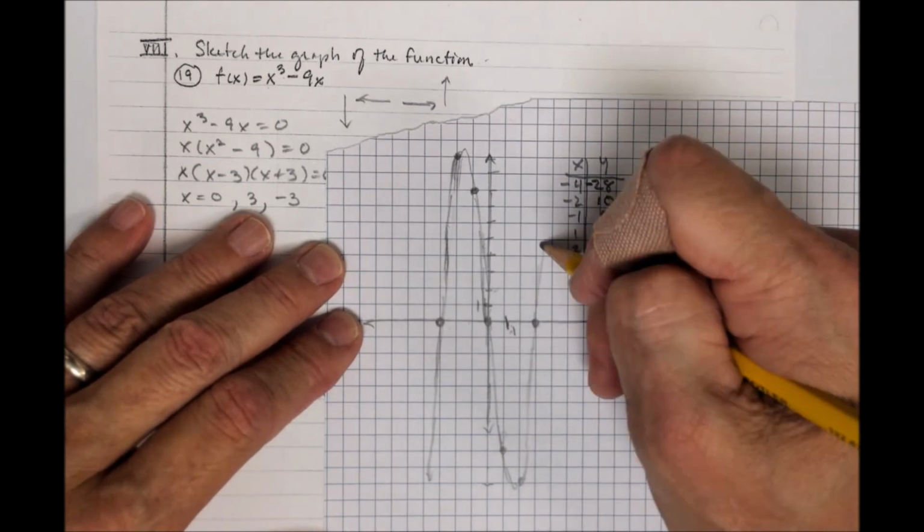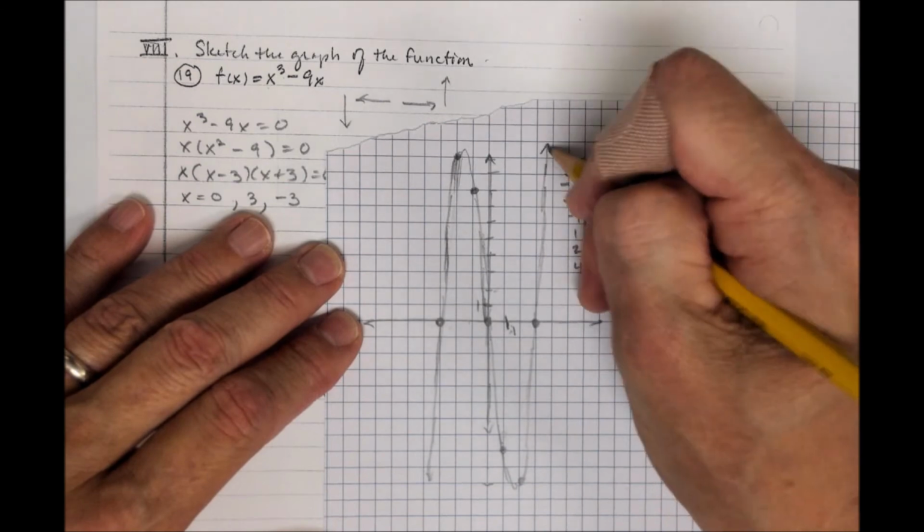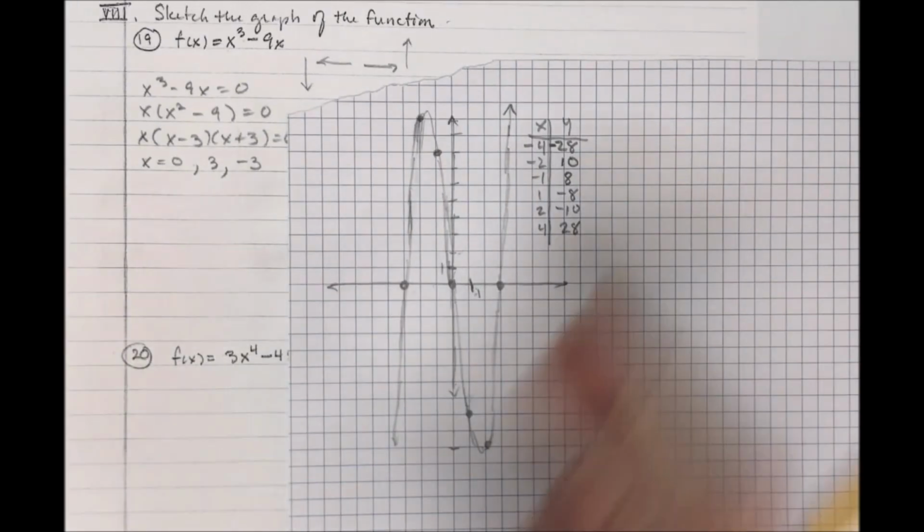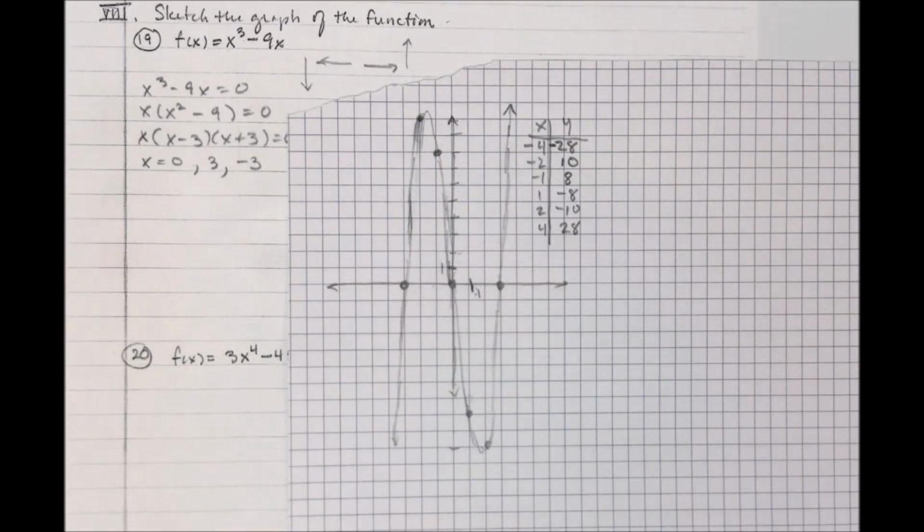And there's my sketch. It's an elongated kind of sideways S there. I hope that you can see all that. I needed that table to get those extra points. One more.